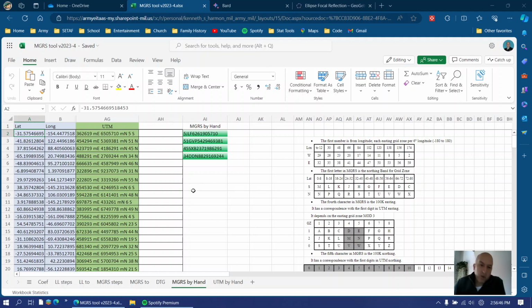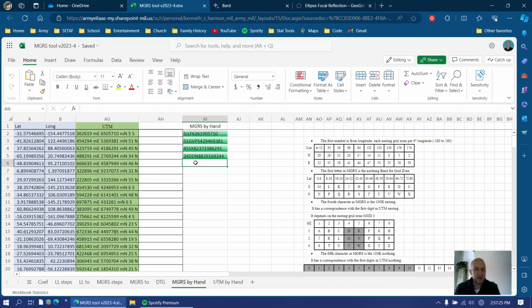Okay, now we're going to take what we've learned and convert latitude longitude into MGRS by hand. We have to do this by also knowing what UTM is, because the formulas to get from degrees to meters were all the complicated formulas that I showed you before. So I need these meter numbers in order to convert to MGRS.